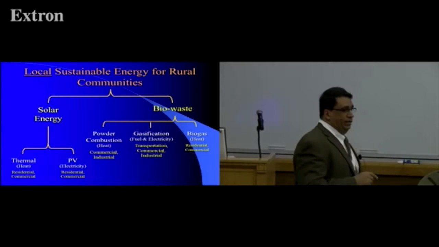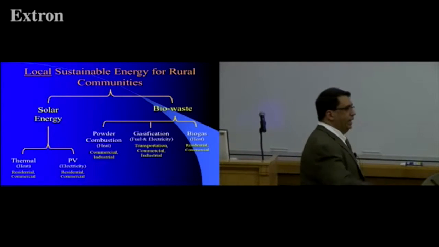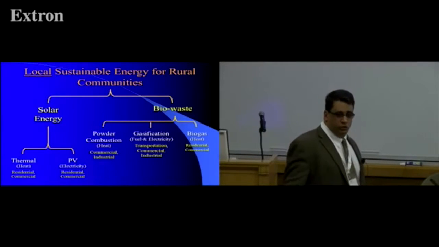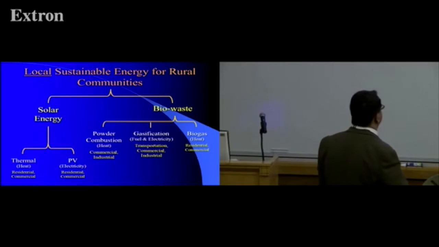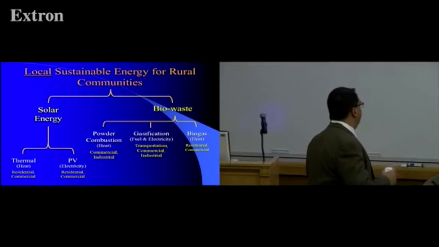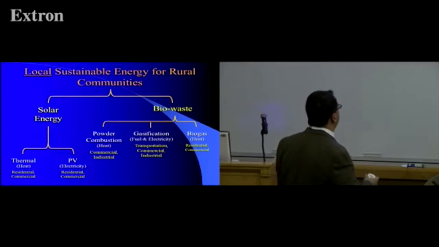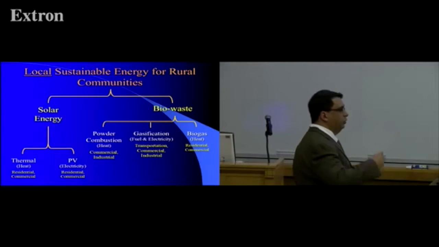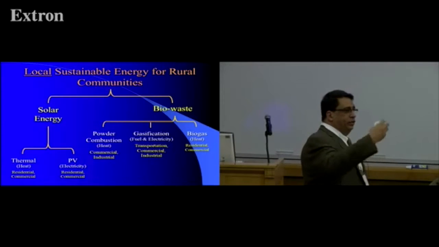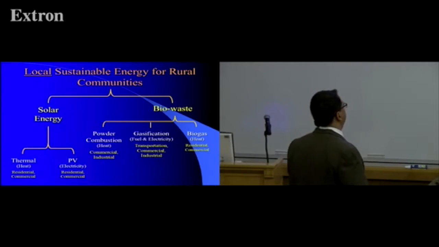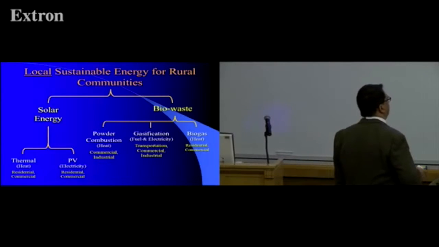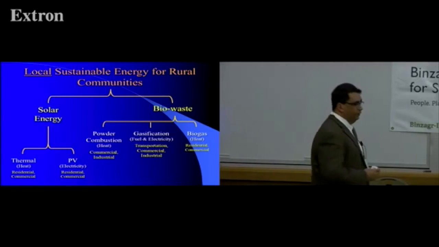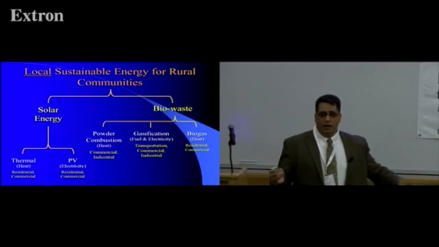The bio-waste, instead of just burning it inefficiently, we can actually process this bio-waste and make good use of it in a more efficient way. So you can have powder combustion to produce heat in a larger scale than the residential. So you can use it in commercial and industrial. You can use gasification to produce gases that you can use to run your engine, for example. So it can be used for transportation, commercial and industrial. And then biogas that can be used for heat for residential and commercial systems.